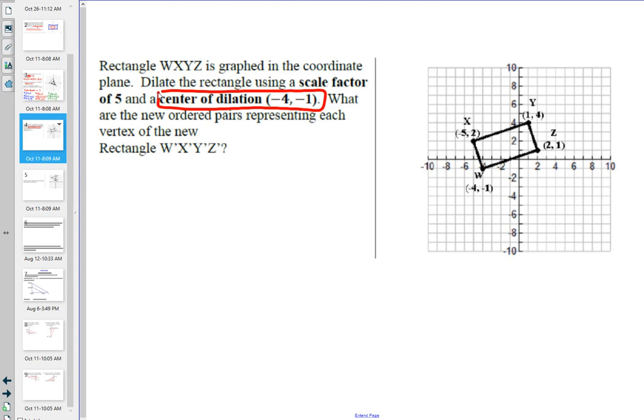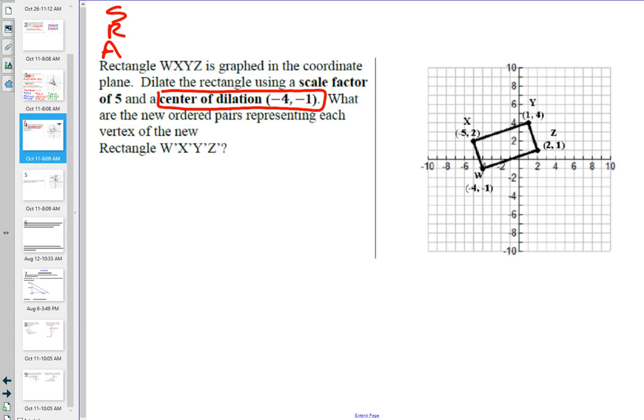Here's a rectangle, and we want to dilate the rectangle using a scale factor of 5. So it's going to be an enlargement. But the center of dilation is not the origin. So the way that I've taught this before, I don't know if you remember something called SRA. Did they teach it to you like that before?